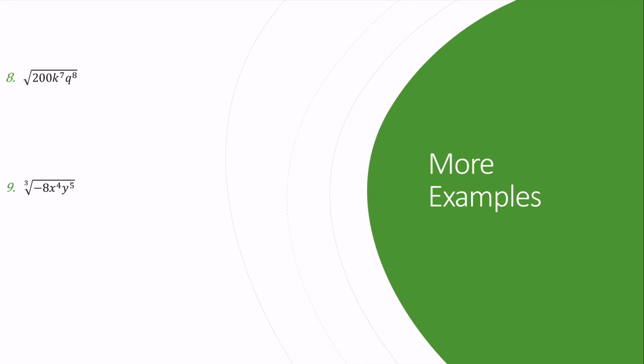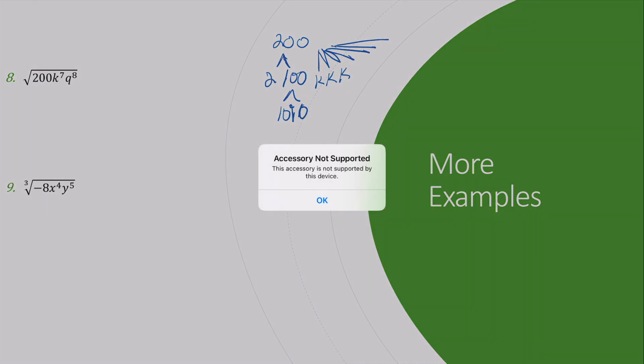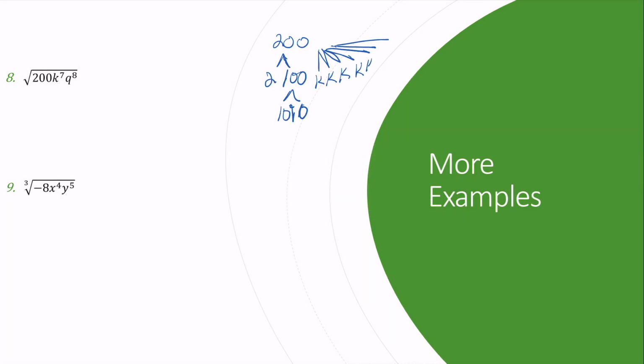Let's look at the square root of 200 k to the 7th q to the 8th. So again, I'm taking the square root. I'm looking for perfect squares. 200 becomes 2 times 100. Well, 100 is 10 squared, so I don't have to break it down much further. And then I've got k to the 7th, so I've got 7 k's. And if you can see how this is going to factor without doing all of this, good for you. That's a really good habit to get into. But just because we're starting, maybe we can't.